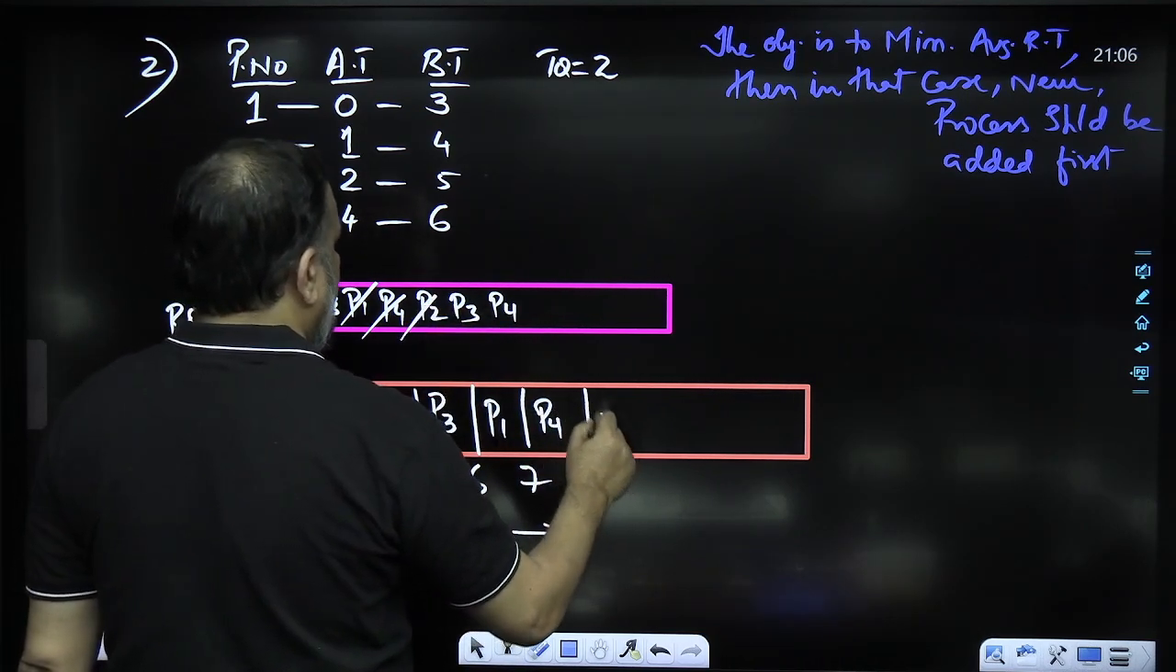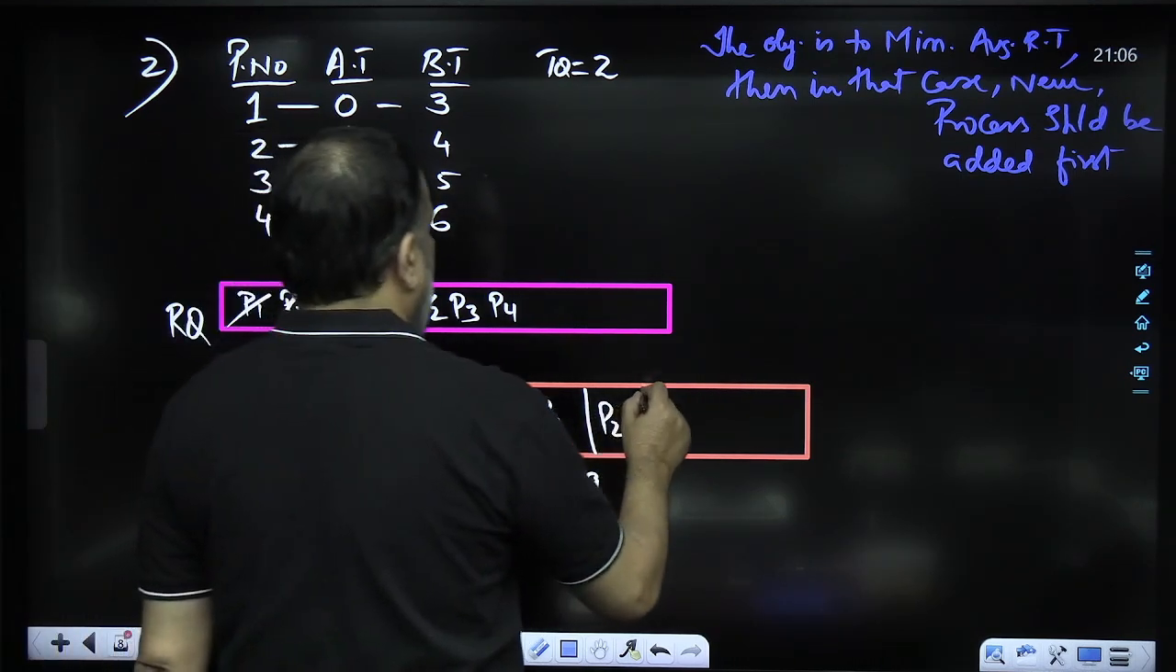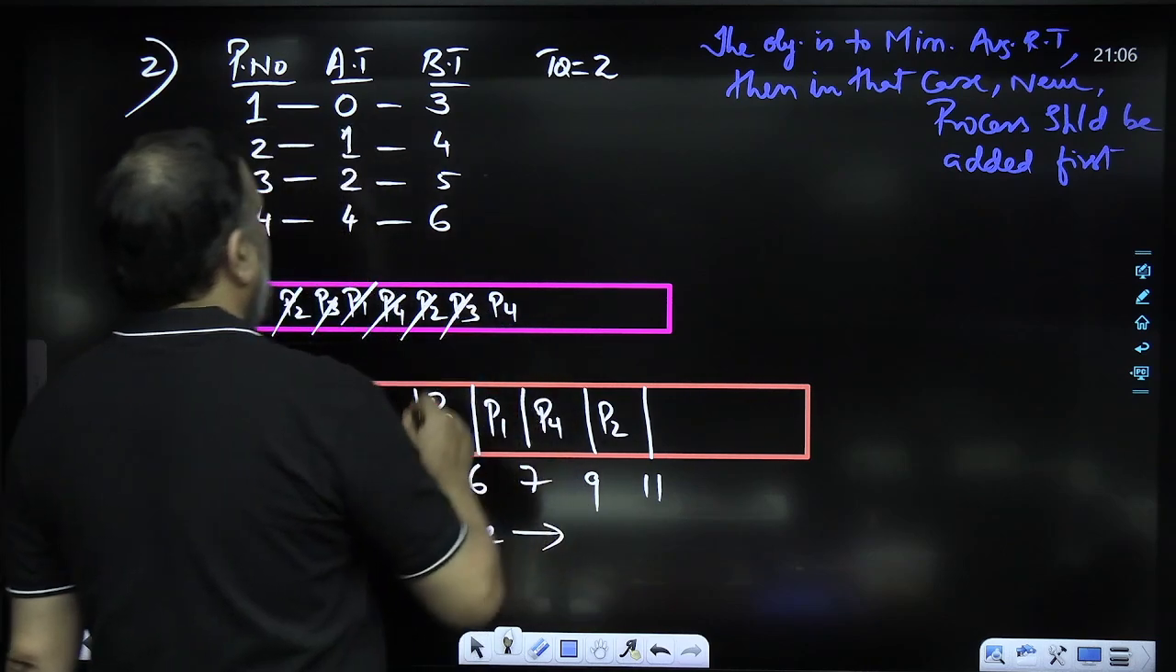Next to take the charge is P2. P2 earlier ran for one burst of 2 units, and with another burst it completes at time 11. Then P3 takes the charge.